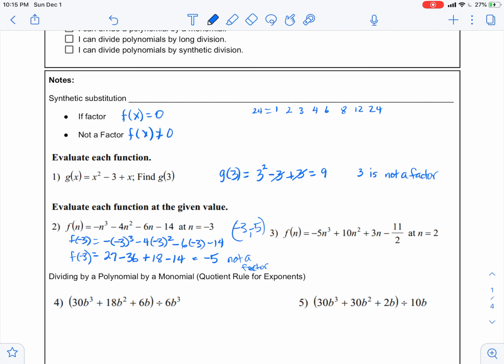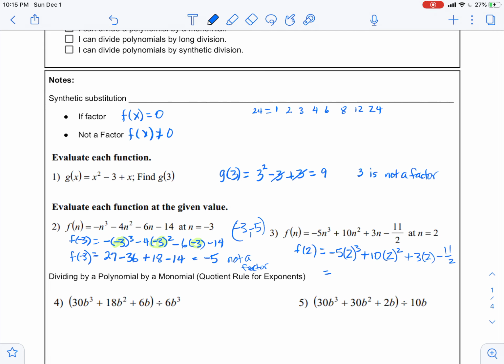Now, here's just another one real quick. f of 2, negative 5 times 2 cubed. Now remember, guys, the rule: if you substitute in a negative, you've got to put parentheses around it. You noticed over here, every time I substituted in, I put those parentheses there. Do not forget that. That is a key on doing these.